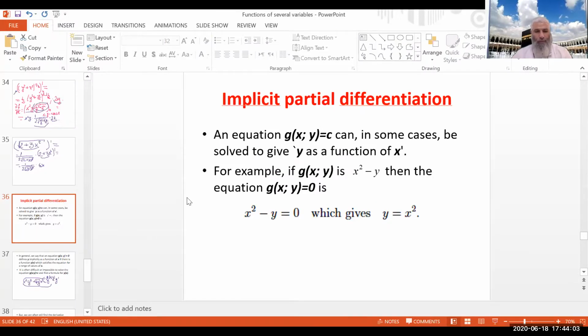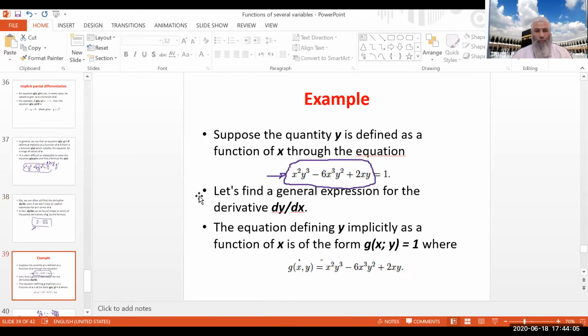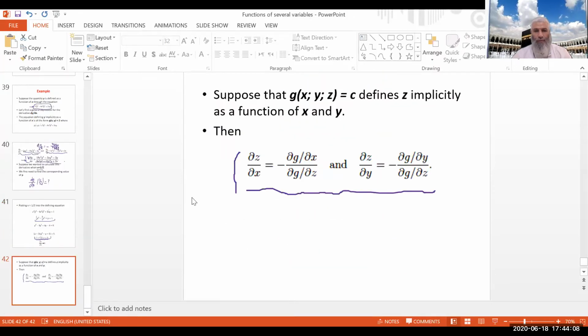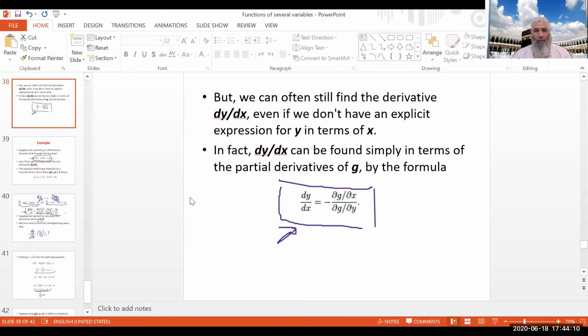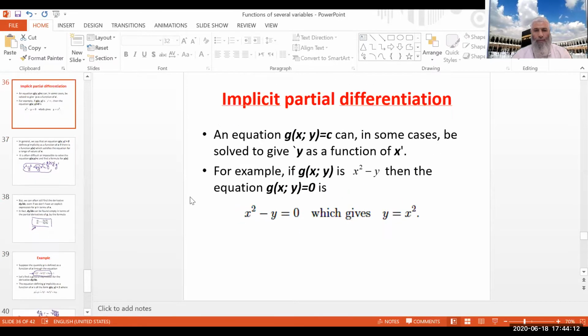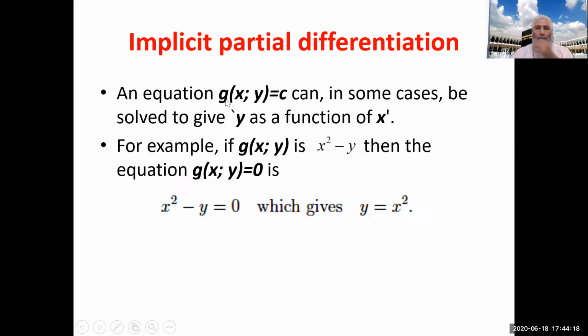we have here 1, 2, 3, 4, 5, 6, 7, another 7 slides. Implicit partial differentiation.